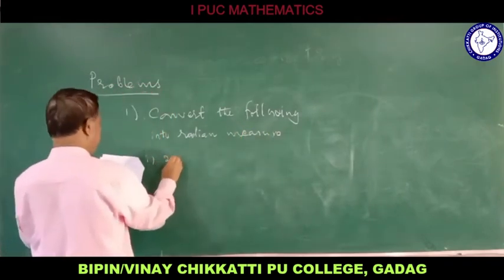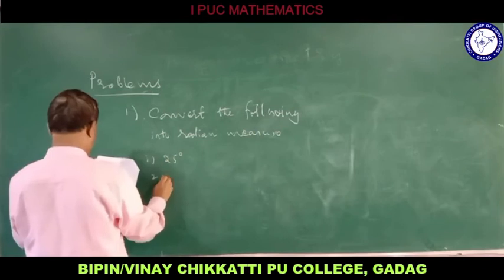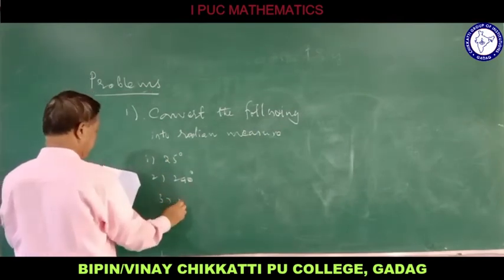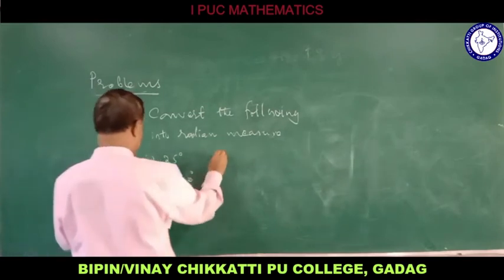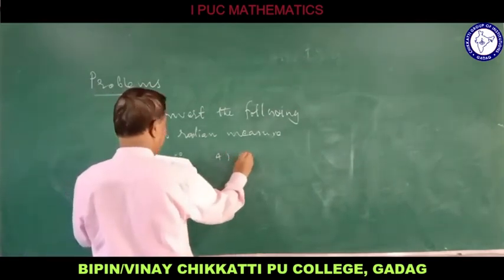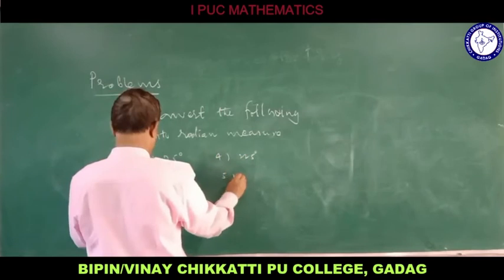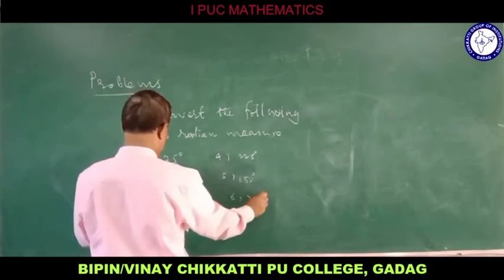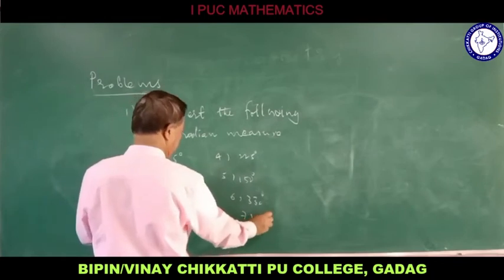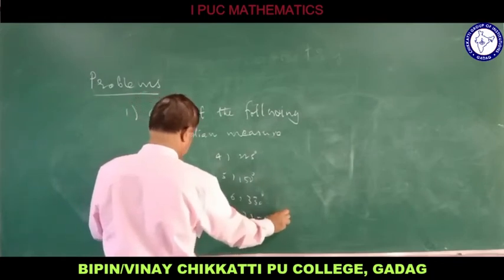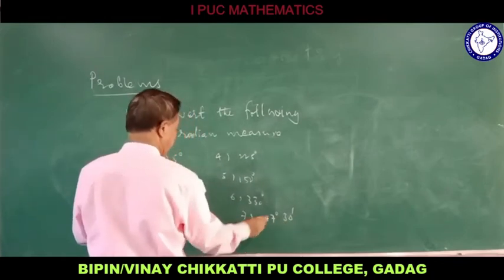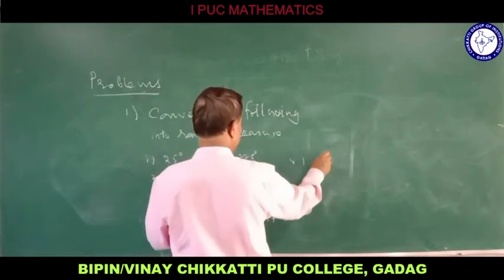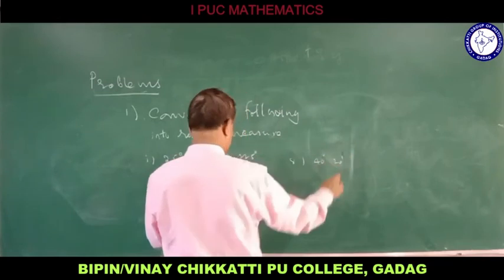Number 1, 25 degree; 2, 240 degree; 3, 520 degree; 4, 225 degree; 5, 150 degree; 6, 330 degree; 7, minus 47 degree 30 minutes; and 8, you have to see that 40 degree 20 minutes.